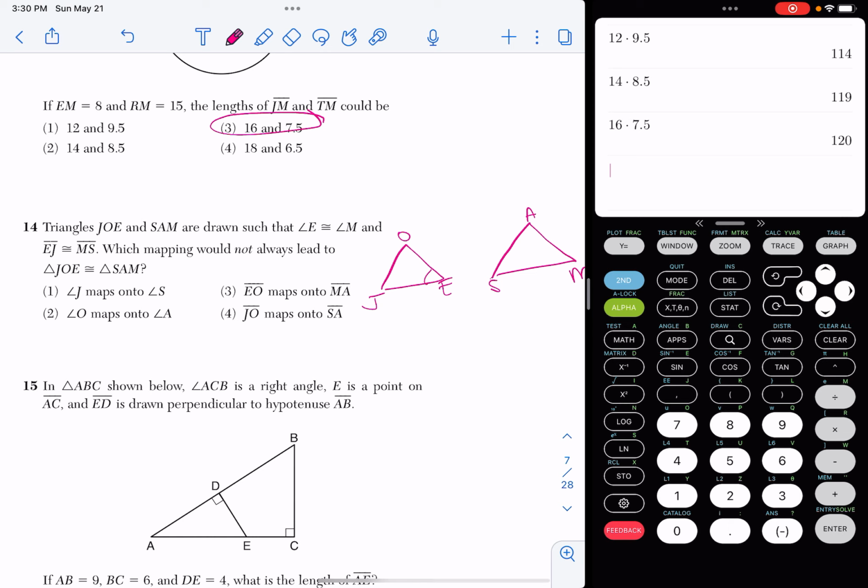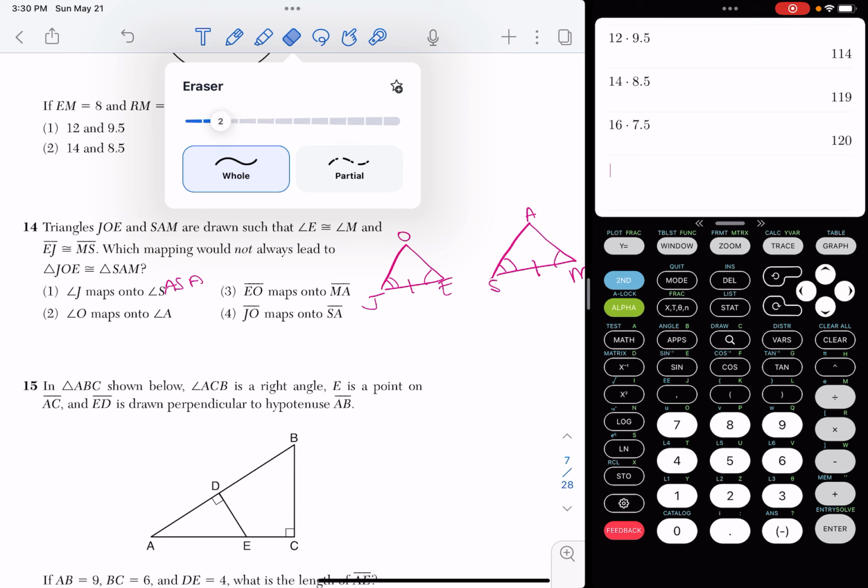So we know E and M are congruent, and EJ and MS are congruent, and we're looking for the triangles to be congruent. All right, number 1, if J maps onto S, that would make these two angles congruent, and in that case, it looks like I would have angle side angle, so that would work.